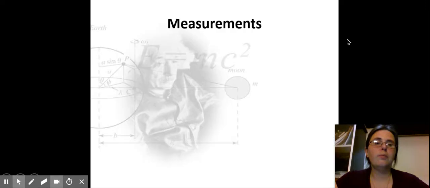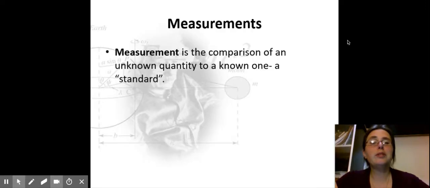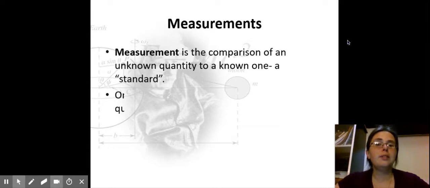So, first of all, we have to define what a measurement actually is. It's just a comparison of an unknown quantity to a known one. So, think about taking a ruler to a pencil, and the ruler is the standard or the known. And then we hold it up to the pencil to find out just how long that pencil is.